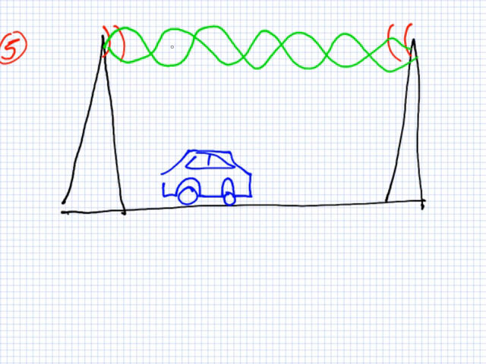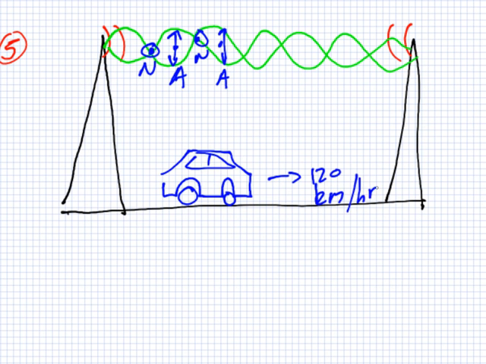So every time you hit a, hang on, this is a node, this is an anti-node, this is a node, this is an anti-node. Where will the radio signal be strongest? At the node or the anti-node? No, the anti-node. This is when you get most signal. Whereas at the node, there's nearly no signal. So the car is moving at 120 kilometers per hour. And the time between each peak is 43 seconds.